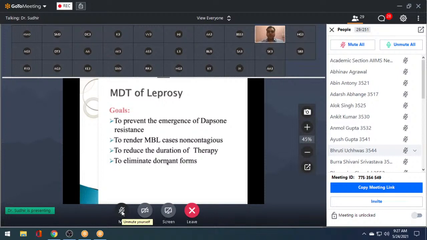Leprosy bacilli can be maintained as a dormant form in the subject, and it can lead to re-emergence or relapse after many years of treatment also. So dormant forms are to be killed also. Multi-drug therapy is effective in killing the dormant forms.